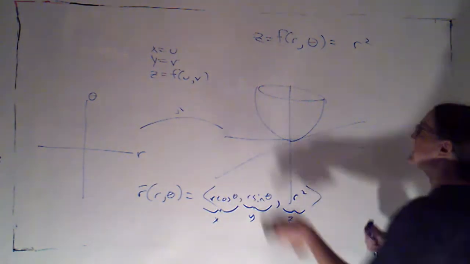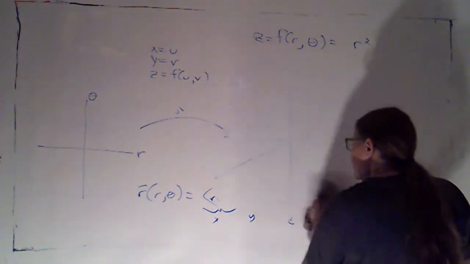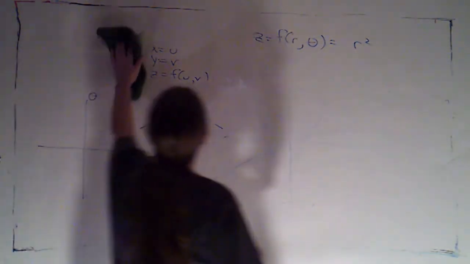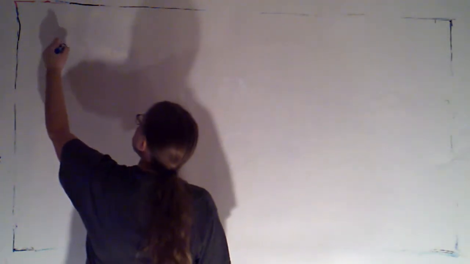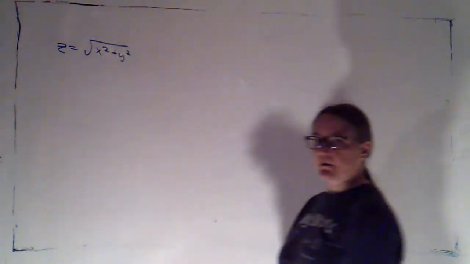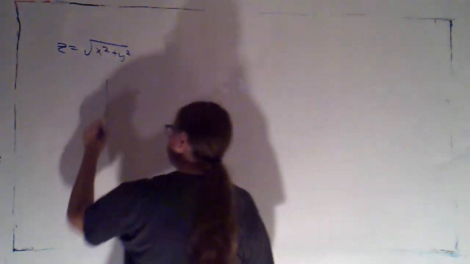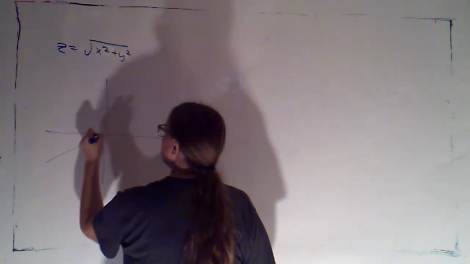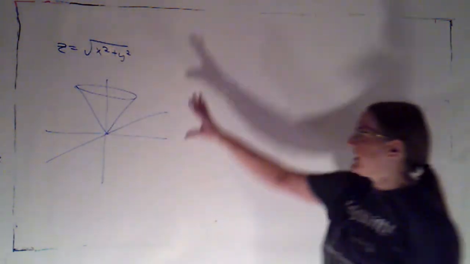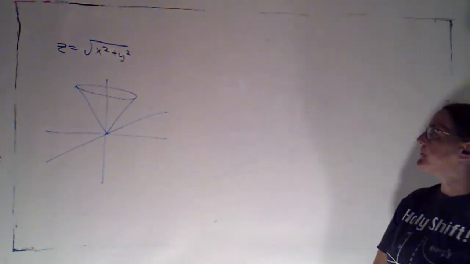Okay, excellent. So I mentioned that we were going to have several options for how we could describe a cone. So I want to just take a look. If I've got z equals the square root of x squared plus y squared. Okay. So that just gives me this lovely half cone here where my z values are non-negative.